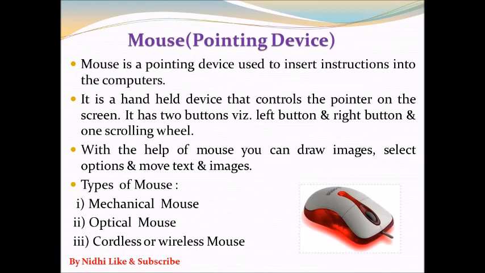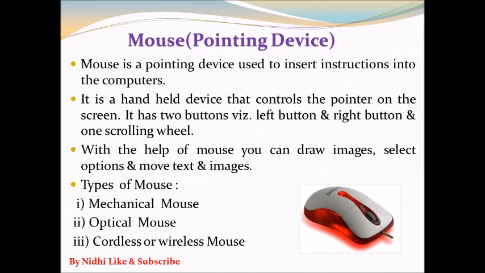With the help of a mouse we can draw images, we can select particular folders or objects, and we can move text and images also. So there are 3 types of mouse: mechanical mouse, optical mouse, cordless or wireless mouse, and one more category is also there, that is the opto-mechanical mouse. So one by one we are going to discuss these types of mouse.